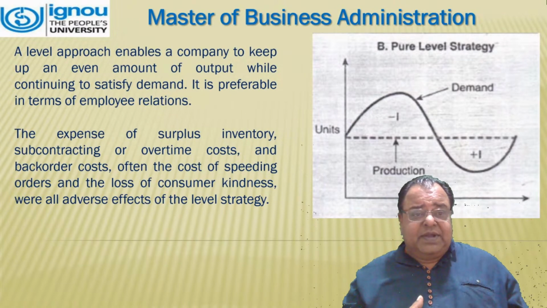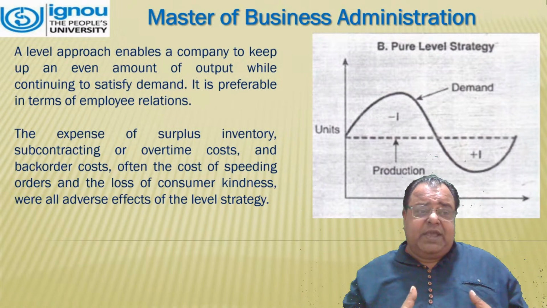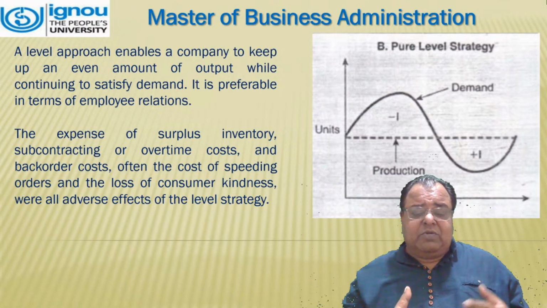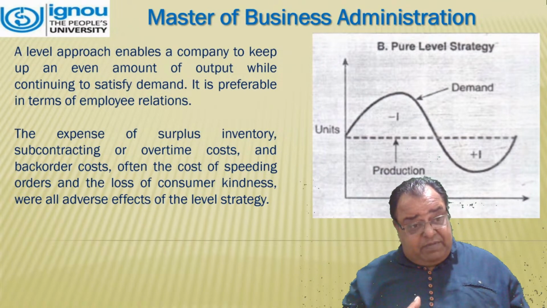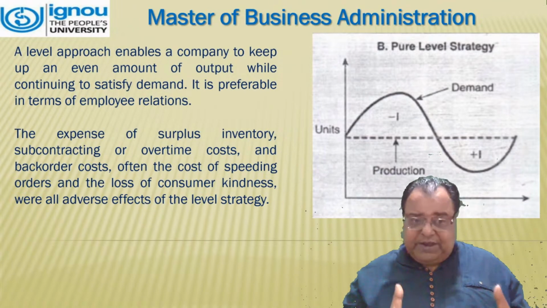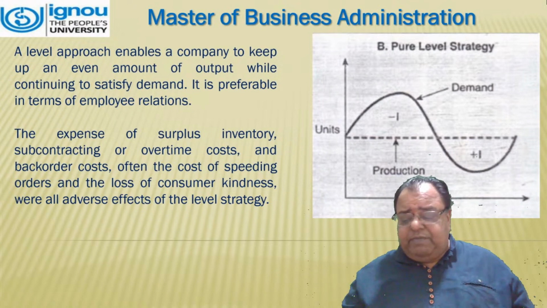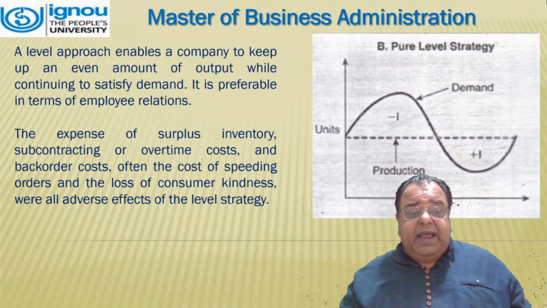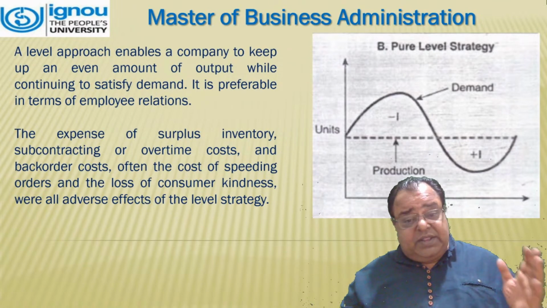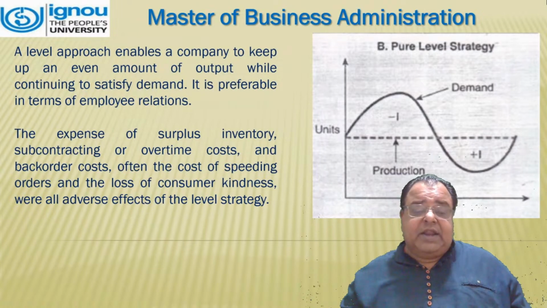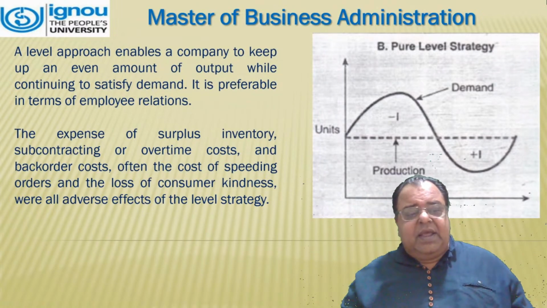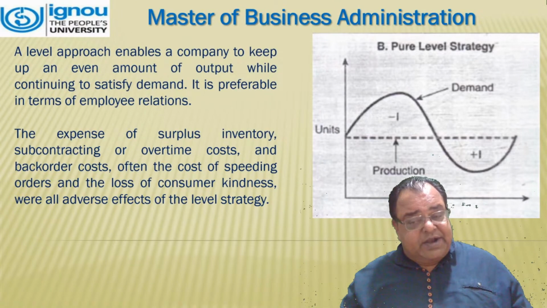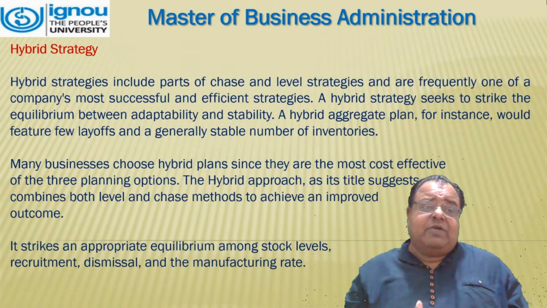The level approach enables a company to keep up an even amount of output while continuing to satisfy demand. It is preferable in terms of employee relations. The expenses of surplus inventory, subcontracting or overtime costs, and backorder costs, often the cost of expediting orders and the loss of consumer goodwill, were all adverse effects of the level strategy. Then comes your hybrid strategy.